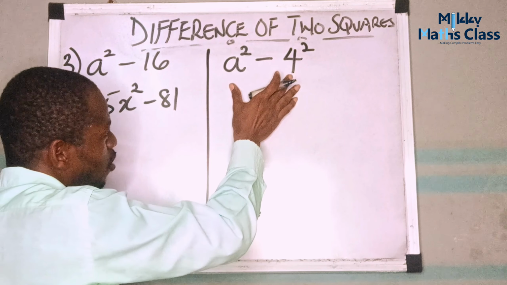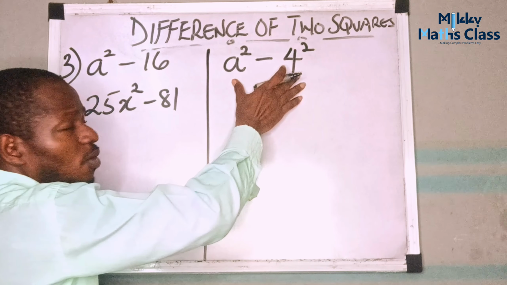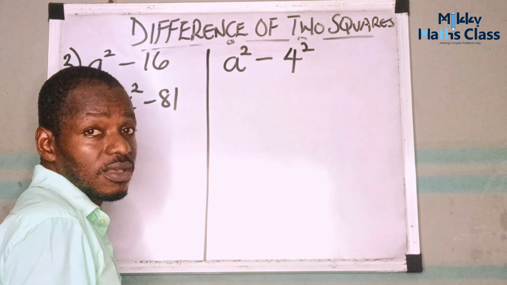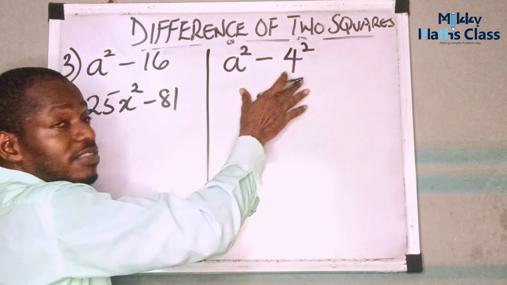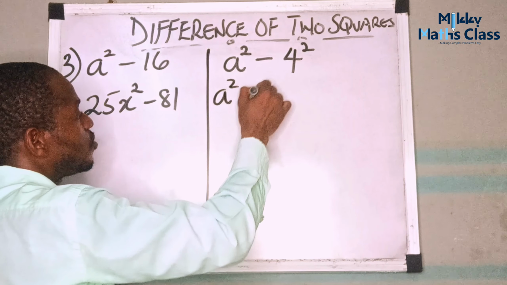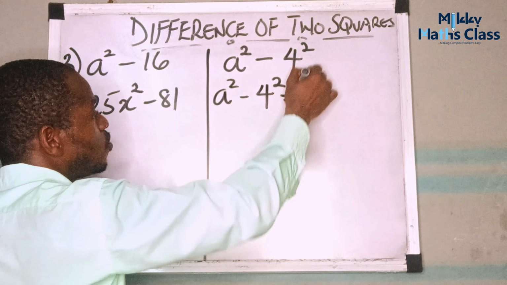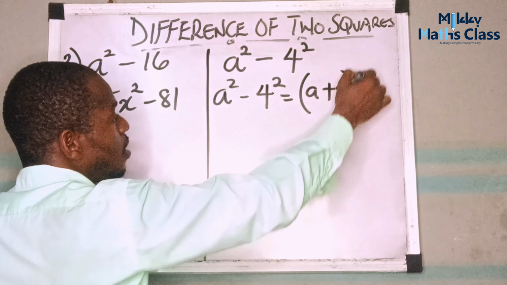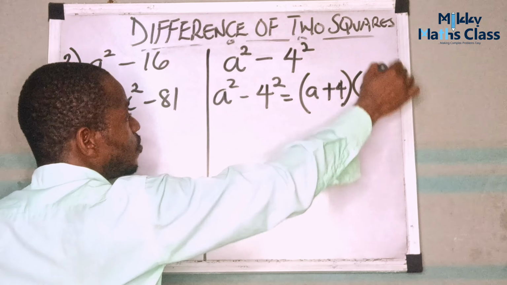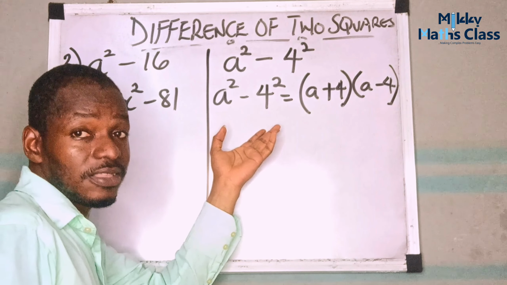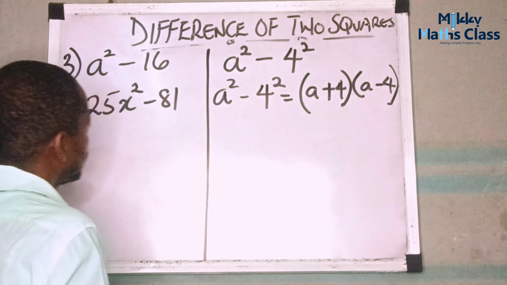Now we have ended up having what we call the difference of two squares. So from our first example of how we derive the difference of two squares, this becomes a squared minus 4 squared, which equals a plus 4, a minus 4. So we have ended up simplifying or factorizing this using the difference of two squares.